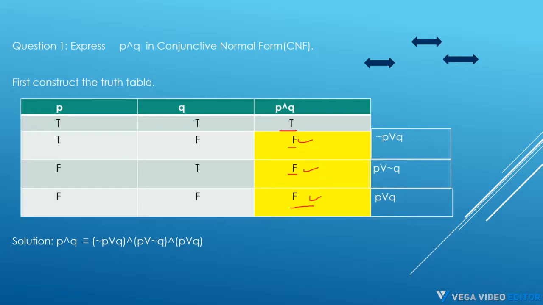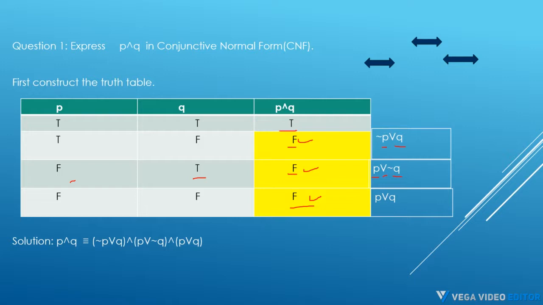So this statement means not P or not Q is false, which means the statement P and Q is false. Then we have P or not Q is false if and only if P itself is false, and not Q is false, which means Q is true.